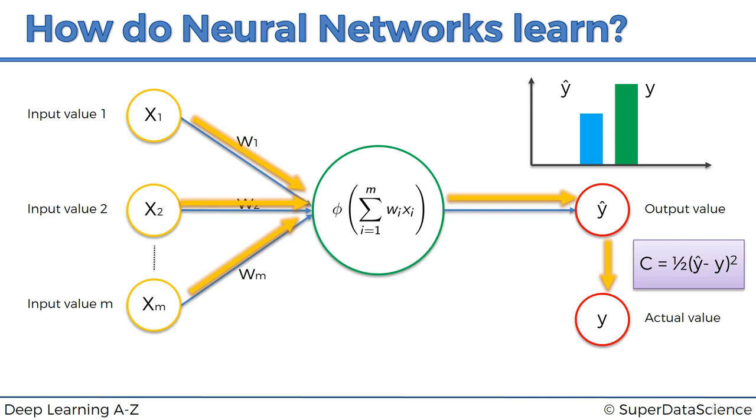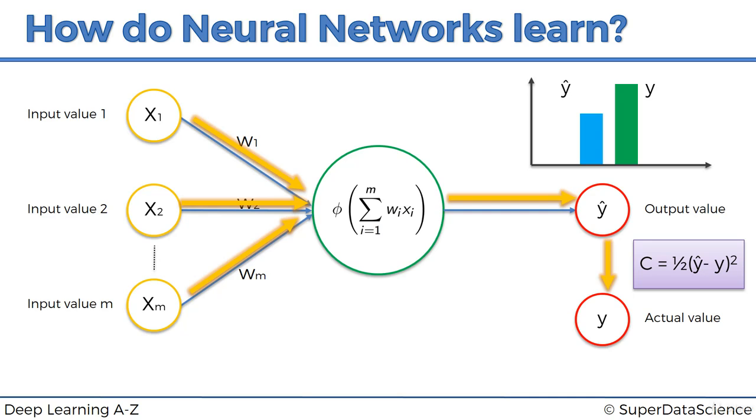Now, there are many ways you can come up with a cost function. There are many different cost functions that you can use. This is probably the most commonly used cost function, and why it is specifically this function that we use, we'll find out further down when we're talking about gradient descent.